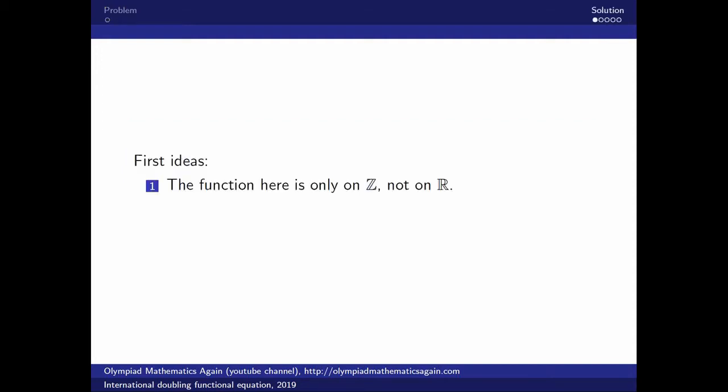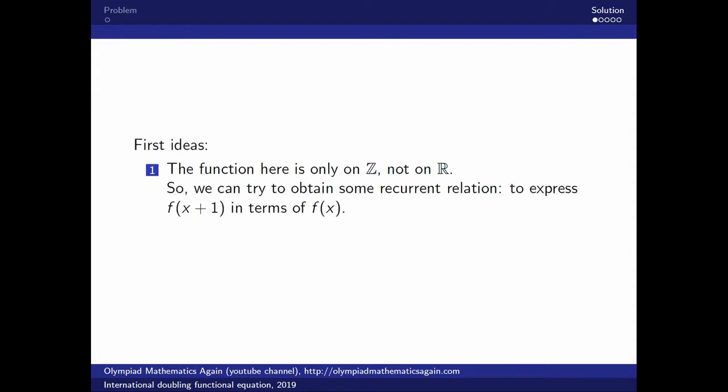Okay, so first let's make several observations. The first thing that we notice about this problem is that we need to find all functions on integer numbers, not on real numbers, and this is not very typical for functional equations. Because of that, one idea for how we might solve this is to try to establish a recurrent relation to express f(x+1) in terms of f(x). So that could be one way to approach this problem.